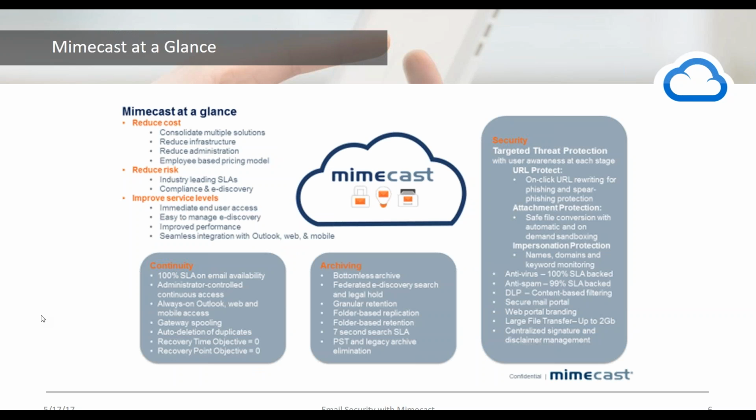So as Dylan explained, we have a multitude of security, continuity, and archiving services. Just at a glance, this is kind of the lay of the land and where we pride ourselves and succeed in the market. We start off with the continuity, having the 100% SLA-backed email uptime and availability. Archiving, we have a bottomless archive with a 7-second search SLA as well. And then our security suite with the targeted threat protection suite, URL protect, attachment protect, and impersonation protect, along with our antivirus and anti-spam.